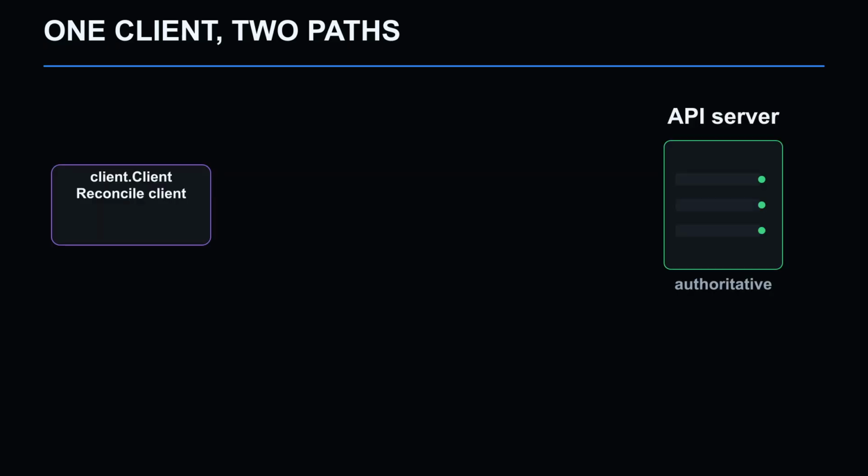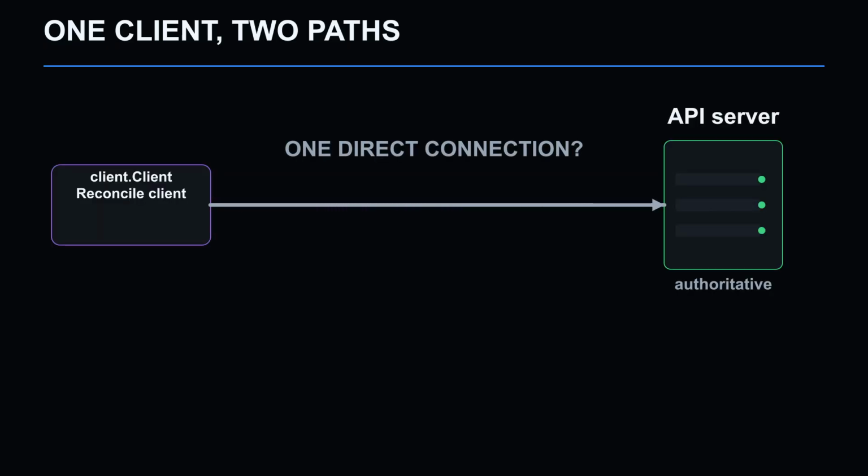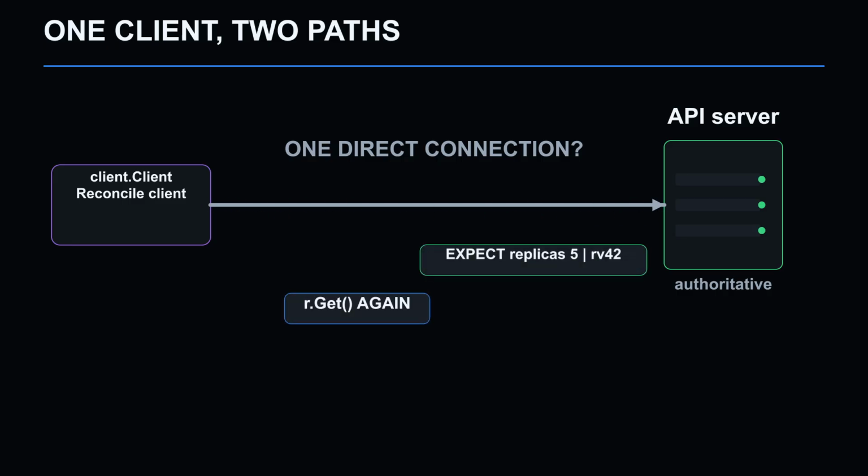One client object in your reconciler looks like one direct API connection. You call r.Get for the latest object. You call r.Update to store a change. Then another r.Get should confirm it, right? That is the naive model.